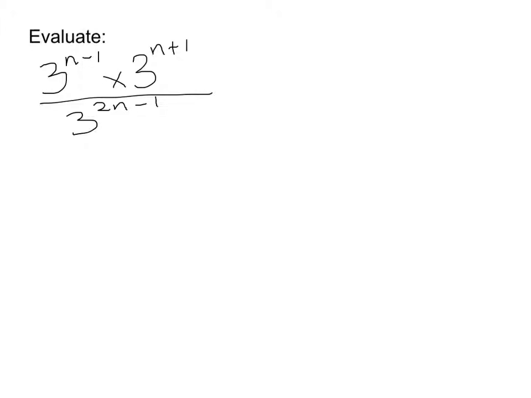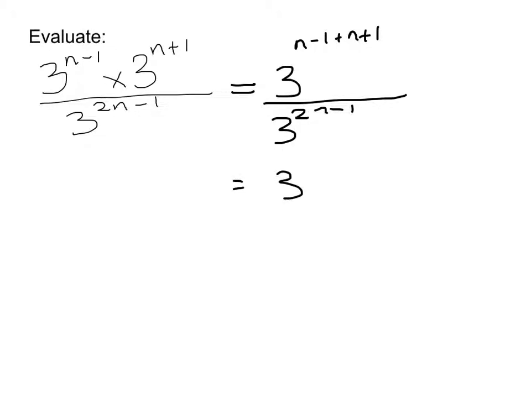Right, so this is easy because the base in every case is just 3. So I get 3 to the power of n minus 1 plus n plus 1. And on the bottom line 3 to the power of 2n minus 1. So that equals 3 to the power of 2n over 3 to the power of 2n take away 1. So you can probably see just from looking that that's going to give you 1 over 3 to the negative 1, which is the same as 3.